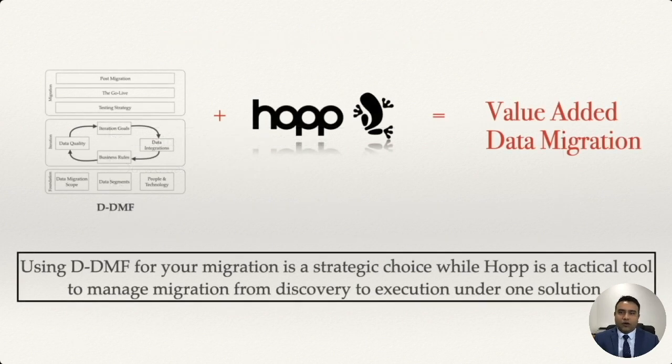The hypothetical scenario involves Hopp as the preferred choice for data migration, followed by highlighting key features of Hopp. Note that using the framework is a strategic choice for your project, while Hopp is the tactical tool, which is not a mundane ETL tool, rather a specialized tool built for data migration projects. This is not a product overview or a demo. Rather, I want to highlight those features of Hopp that support the recommendation of the framework and enable you to execute data migration with control, confidence, and compliance.